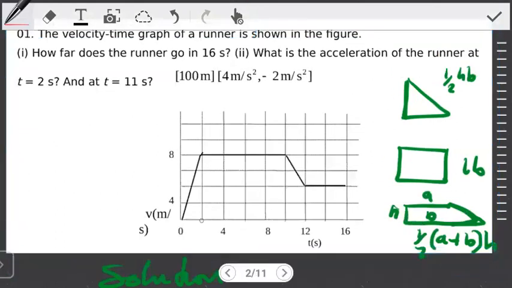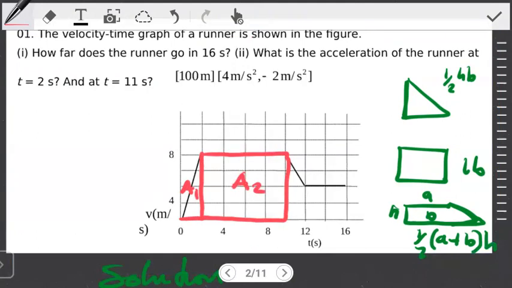Okay, so you can say you have this. So this is a triangle. You can say this is going to give you area 1. After that, you can say you have this shape here. You can say this is a rectangle, that is area 2.